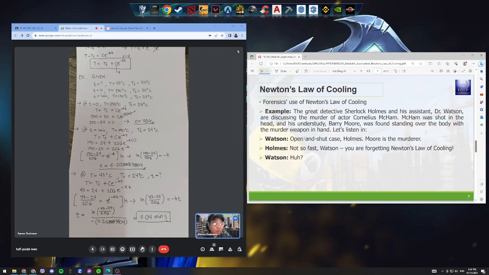Ana si Watson. Open and shut case, Holmes. Moore is the murderer. Ana din si Holmes nga. Not so fast, Watson. You're forgetting Newton's law of cooling.